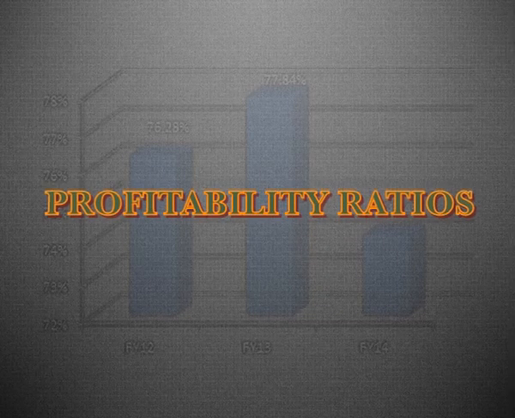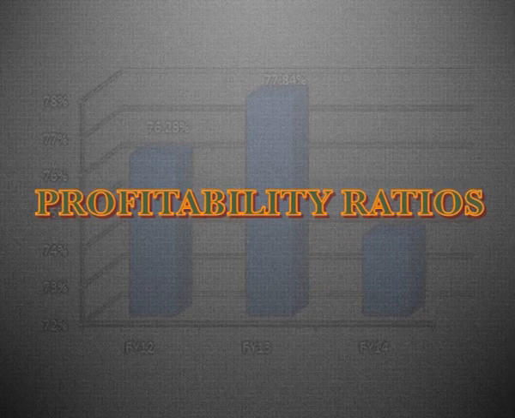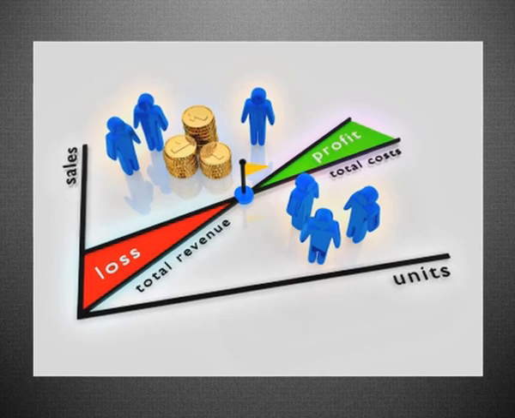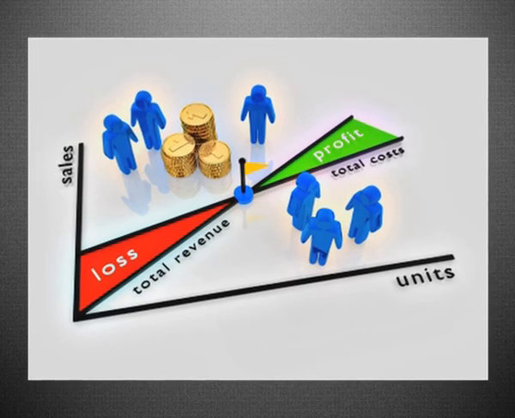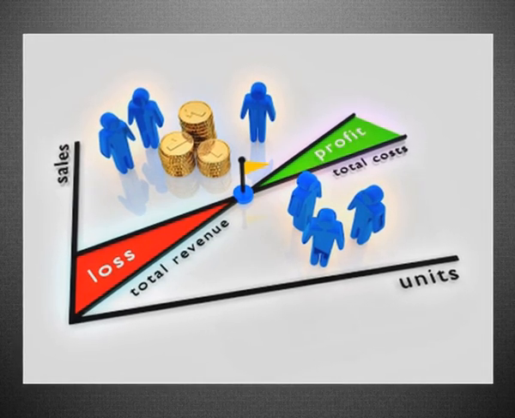Now we will discuss the next accounting ratio, that is profitability ratios. Profitability ratios measure the effectiveness of the overall management. In other words, it measures profits in relation to sales or capital employed. It indicates the overall efficiency of the management. Following ratios are calculated to measure the profitability of the business.